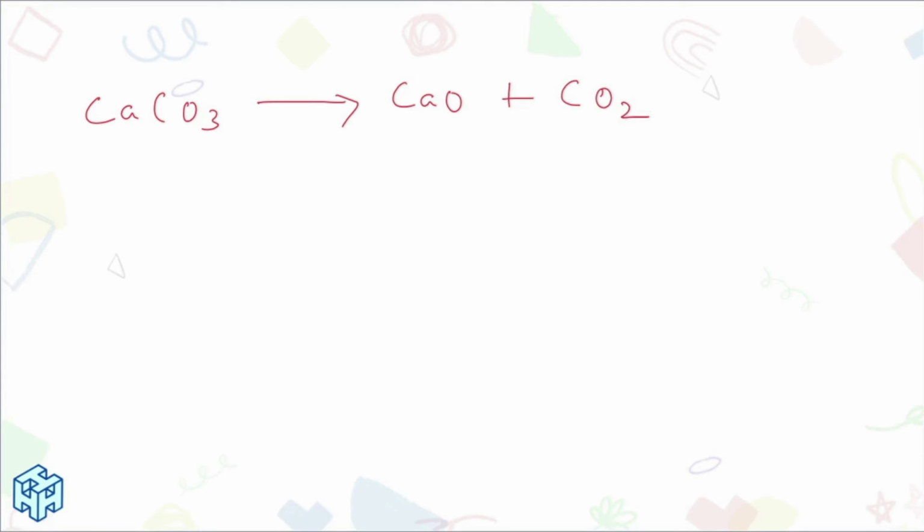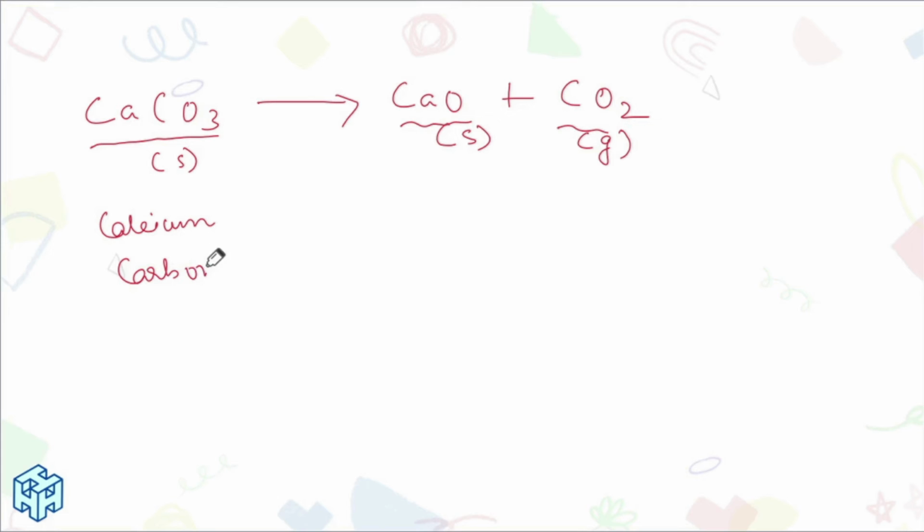Did you understand this? This is a solid structure. This is a solid structure. This is gaseous. Calcium carbonate is converted into calcium oxide plus carbon dioxide.